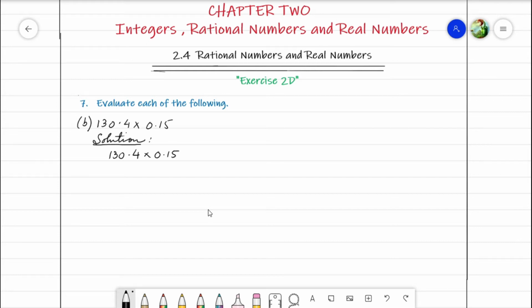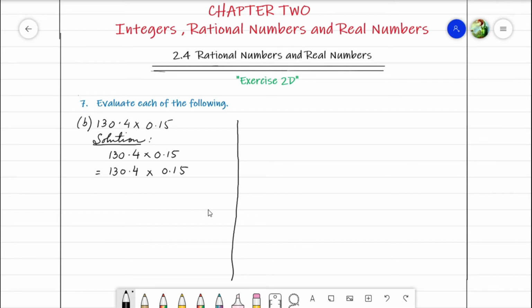This question can be solved by using two methods, and I will solve it by both methods in front of you, so you will come to know how to solve it. I will write it like this: 130.4 multiplied by 0.5.